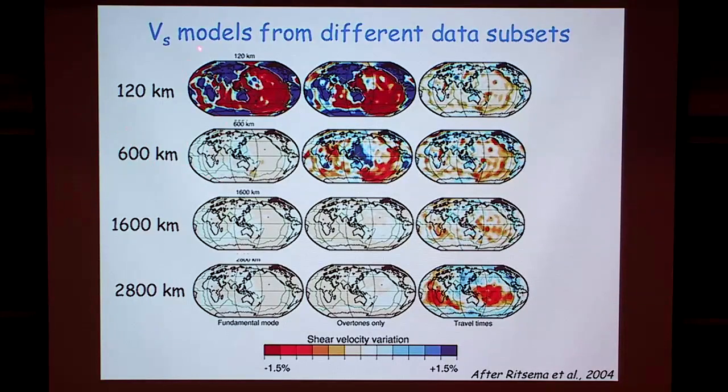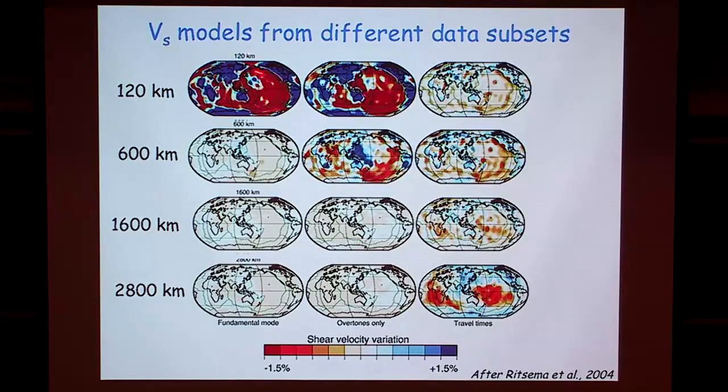So this is different depths in the mantle. What happens if you only have, and these are shear waves, if you only have surface waves, fundamental mode surface waves. Fundamental mode surface waves are mostly sensitive to the uppermost mantle, so at 120 kilometers you have good resolution, but you can't say anything about the deeper part of the mantle.